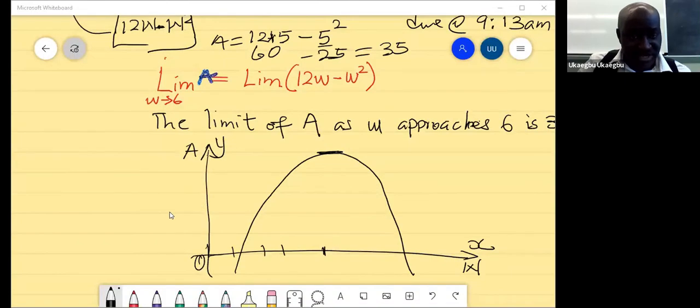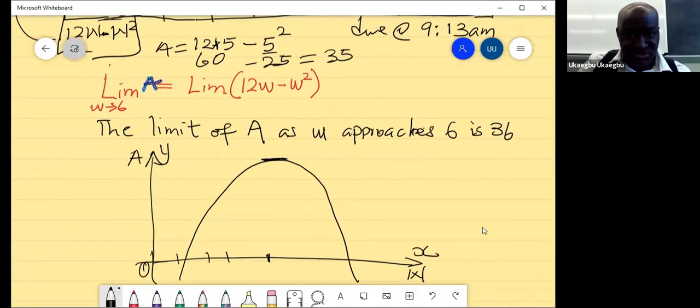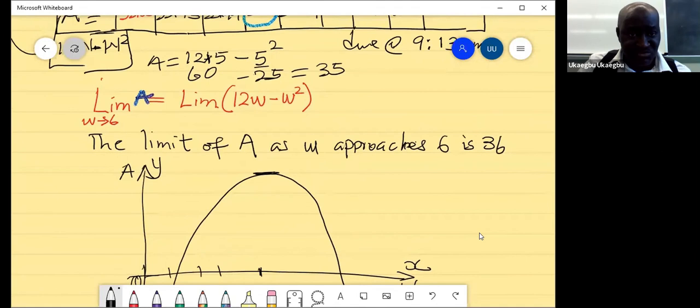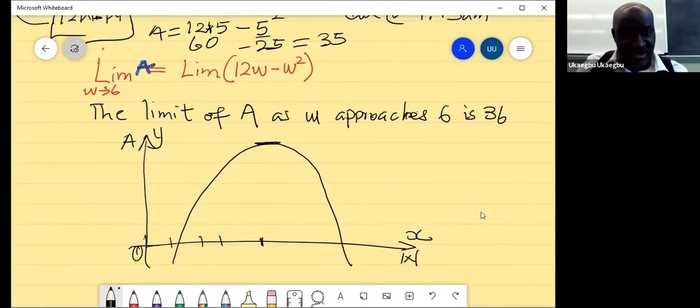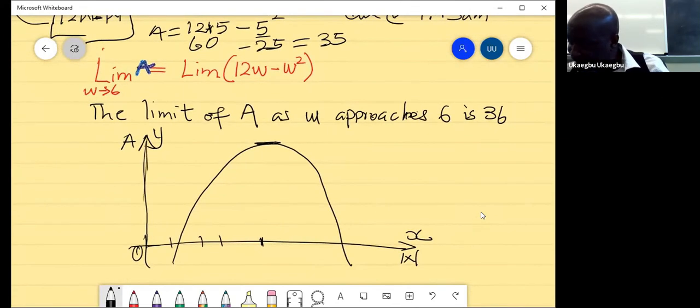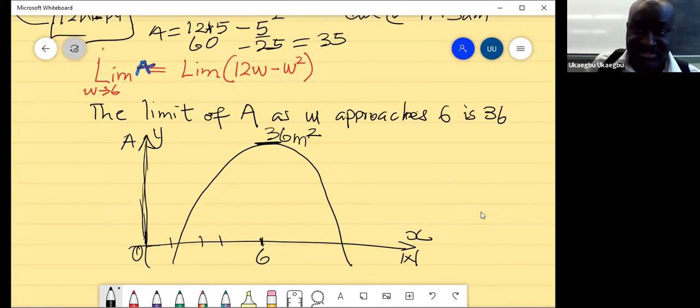Okay, here's what I was trying to explain. I just drew a quadratic equation, and I drew a graph. Now in this graph, you can see at the peak, this is where you have the maximum area, which is 36 meters squared. And this is 6. As you get to 6, it increases. As you move away from 6, it decreases.